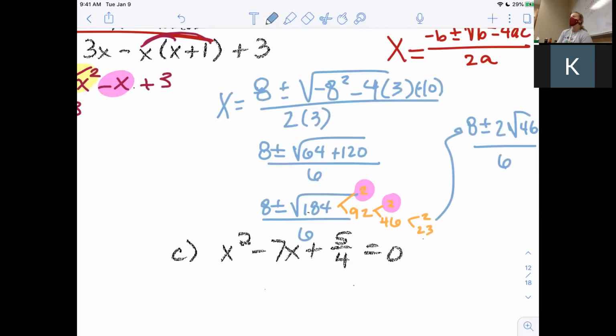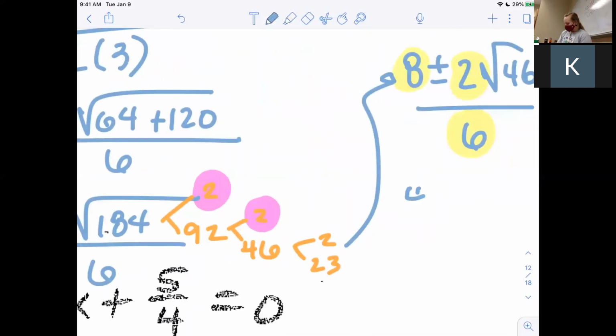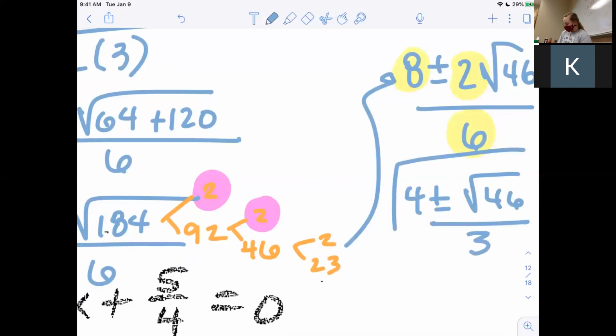And what can I do, Laura? Take the 2 out. Since I have a 2 in all three of these terms, the one in front of the radical, and the bottom, then I can take that 2 that's in all of them out. So it becomes 4 plus or minus root 46 over 3.